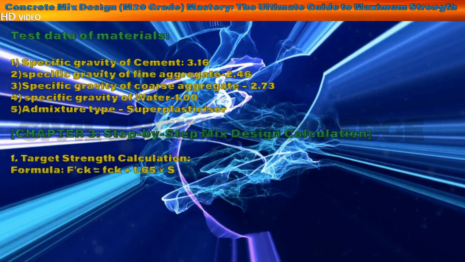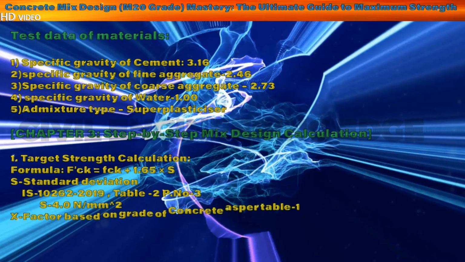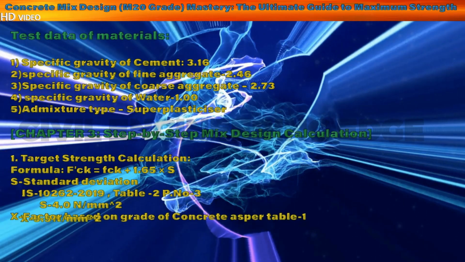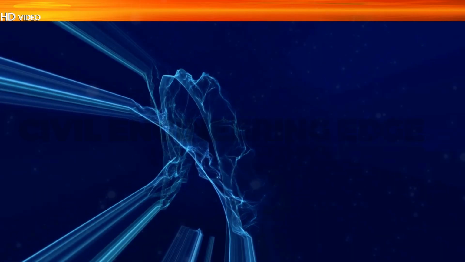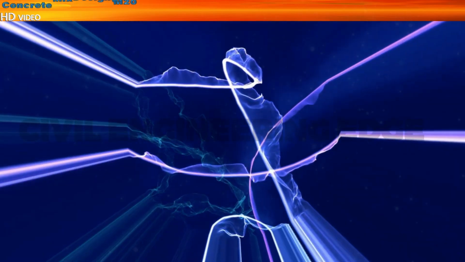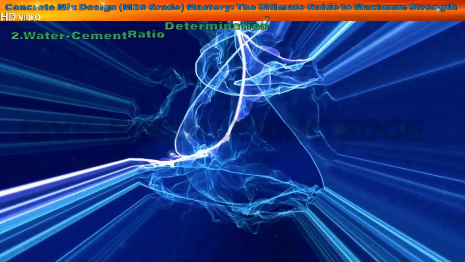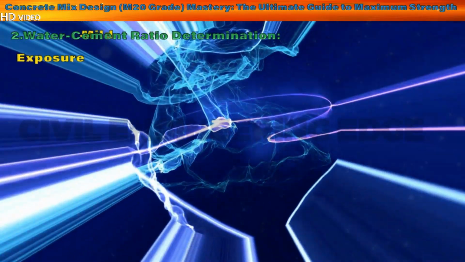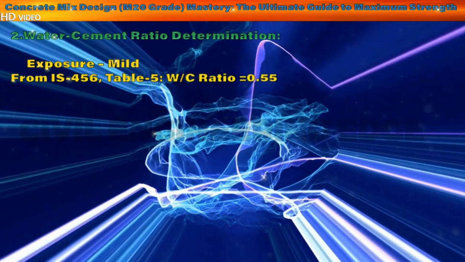3. Water content calculation. From Indian Standard 10262, Table 4, page no. 5. 20 millimeter aggregate, 186 kilogram for 50 millimeter slump. For 100 millimeter slump, for every 25 millimeter add 3%, Indian Standard 10262, clause point 5.3. Adjusting for 100 millimeter slump, plus 6%, 197 kilogram. Reduction due to superplasticizer, minus 20%, 157.6 kilogram.